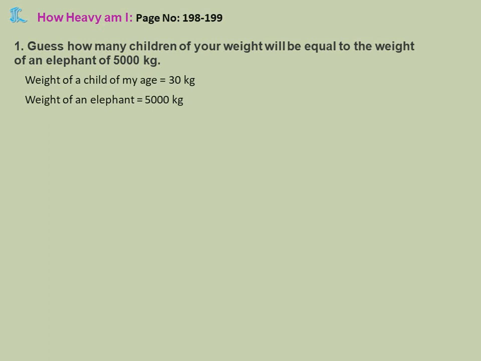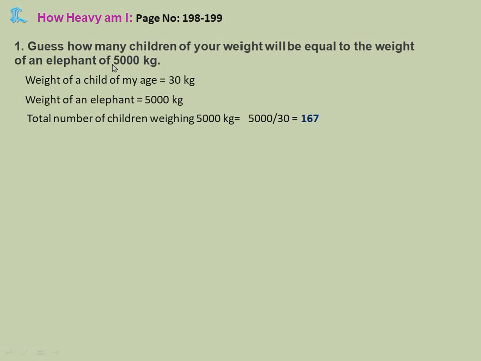So, weight of the elephant is given as how much? 5000 kg. So, the total number of children weighing 5000 kg is equal to 5000 divided by 630, that is 167. What did I do? What is the question given? Guess how many children of your weight will be equal to the weight of an elephant of 5000 kg.